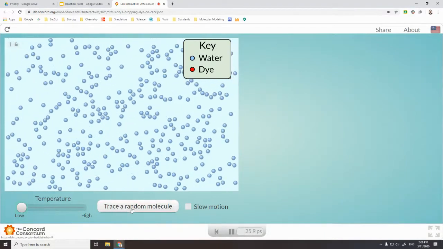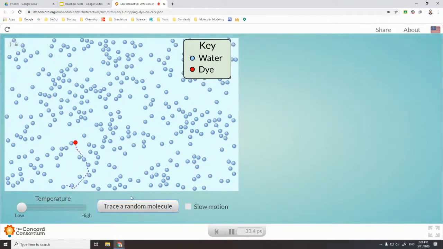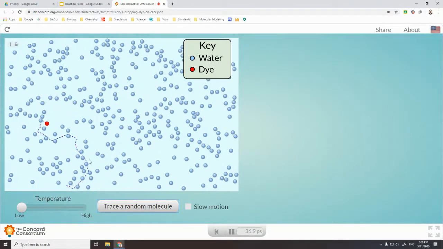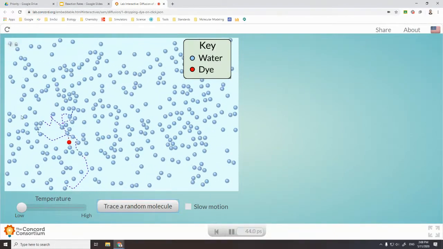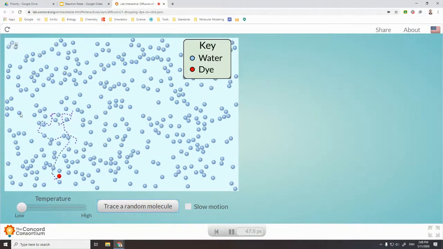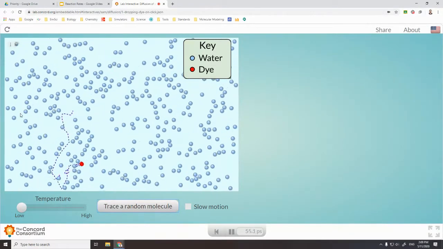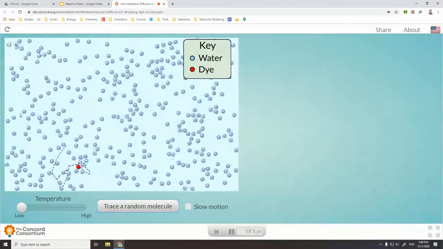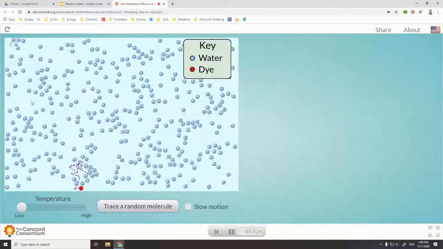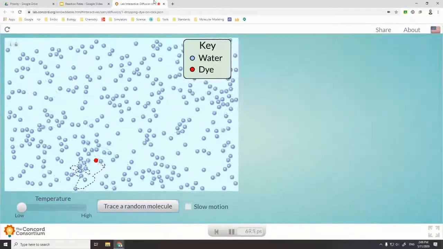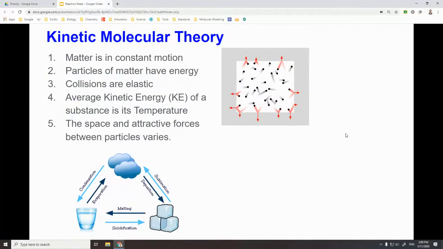And what we want to do is click on trace a random molecule. That's going to turn one of them red. And now we're going to see the path that it takes as it bumps around with all the rest of these particles. You can see it's quite random. Sometimes it goes fast, sometimes it goes slow, sometimes it appears to not go anywhere. I could stare at this for hours. I won't, because I'm recording right now. But it's worth checking out and getting an idea for how that's supposed to work.